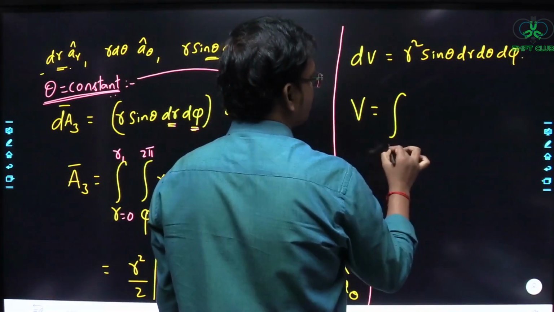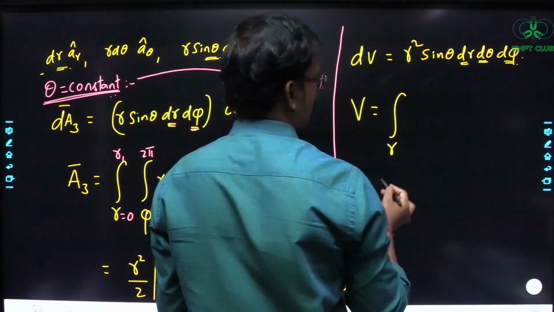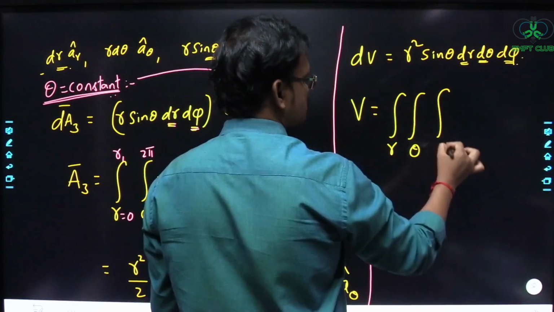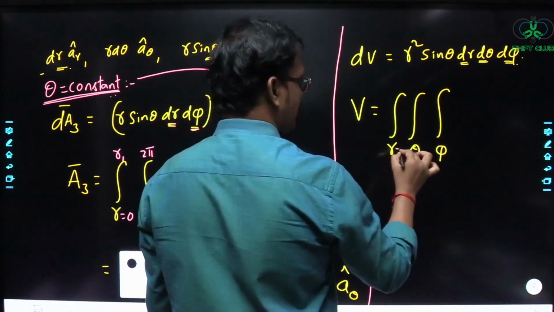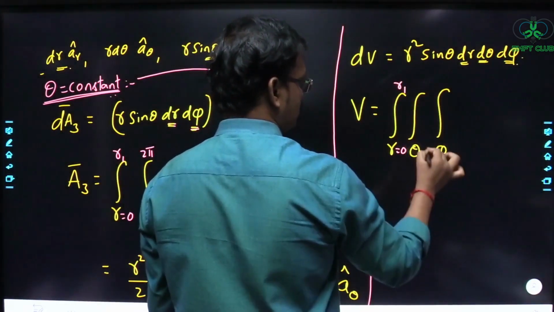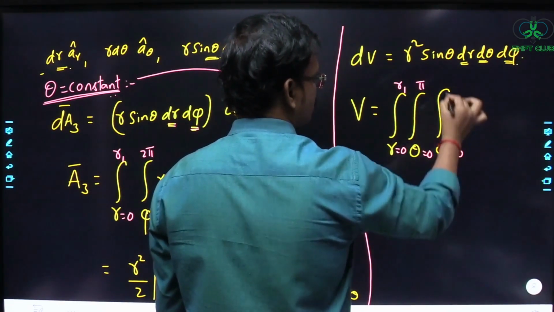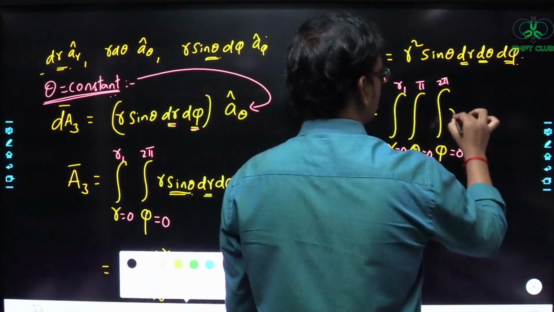So if you want the total volume, what you have to do? You have to integrate with respect to r. Here the variables are r, theta and phi. So you have to integrate with respect to r, with respect to theta, and with respect to what? With respect to phi. Right. So let us say r is varying from 0 to r1, theta range is from 0 to pi, phi range is from 0 to 2 pi.